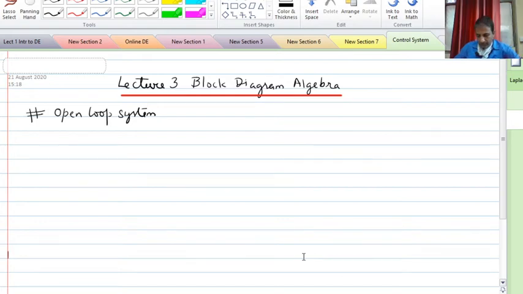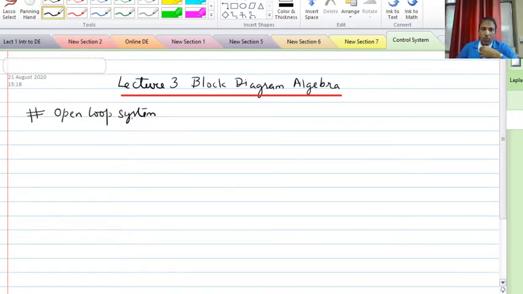Hello friends, today we will study block diagram algebra. In this topic we will study different types of blocks and arrangements, and their arithmetic and mathematical calculations, how we can reduce a big block diagram into a small one, and so on.